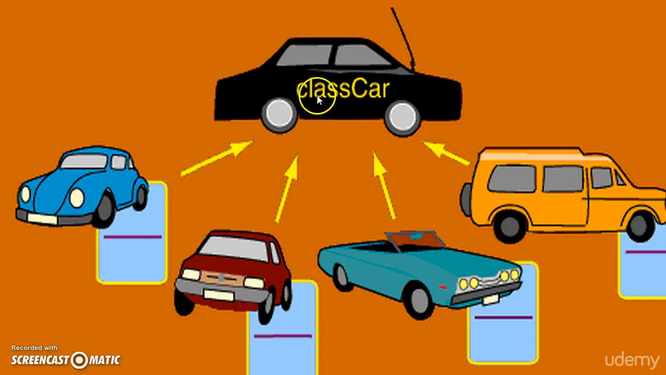So suppose there is a class called car. We are creating a template of car. Now we are creating object 1, 2, 3, 4. See object 1 which is a hatchback. This one is a sedan. This one is a convertible. This one is a van. So through the template we can create any number of objects.